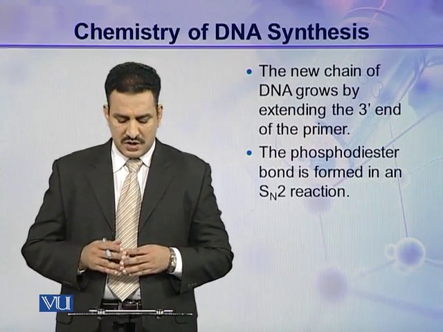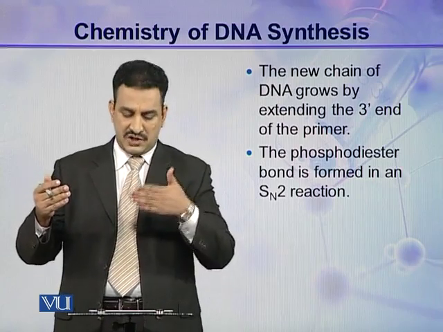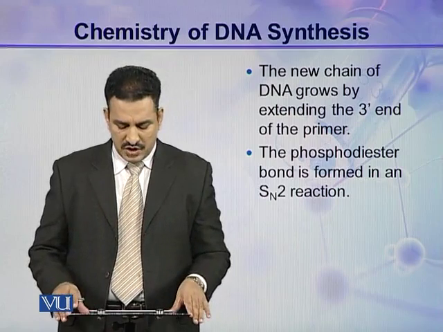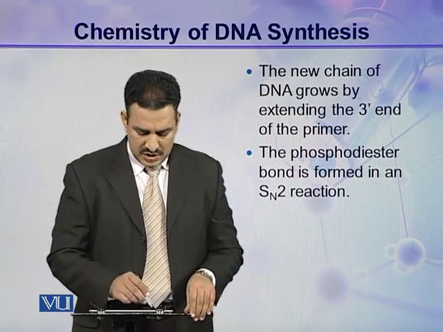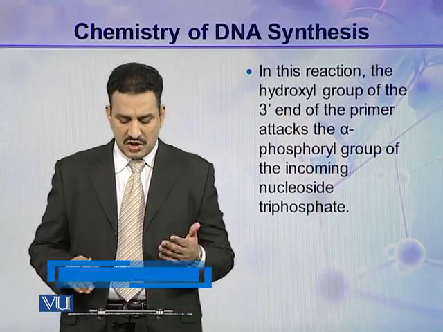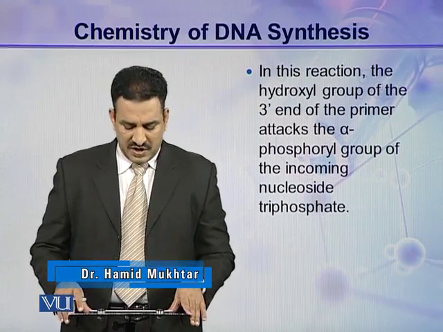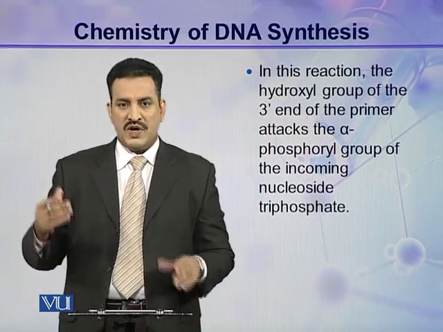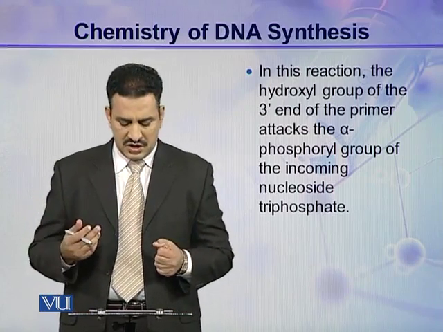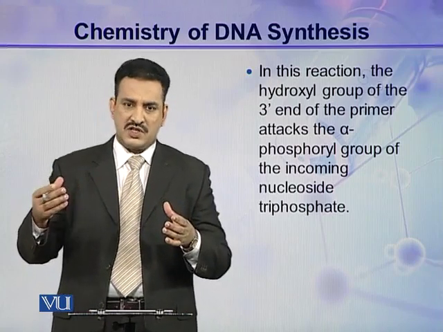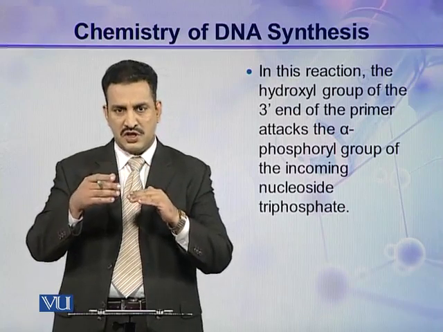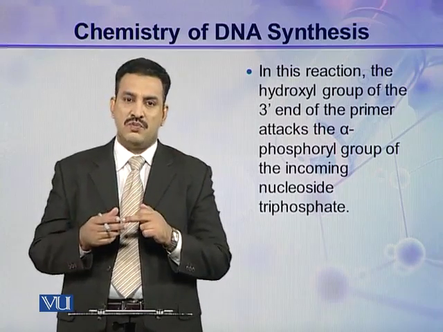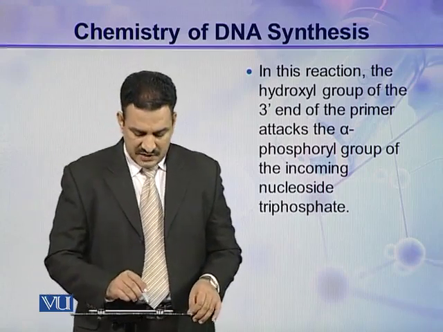The phosphodiester bond is formed between the existing nucleotide and the newly coming nucleoside triphosphate. This bond is formed in an SN2 reaction. In the SN2 reaction, the hydroxyl group of the 3' end of the primer attacks the alpha phosphoryl group of the incoming nucleoside triphosphate. So when a new dNTP, or any deoxynucleoside triphosphate, comes to the site of the primer template junction, the 3' end hydroxyl attacks the alpha phosphoryl group of the incoming nucleotide triphosphate.